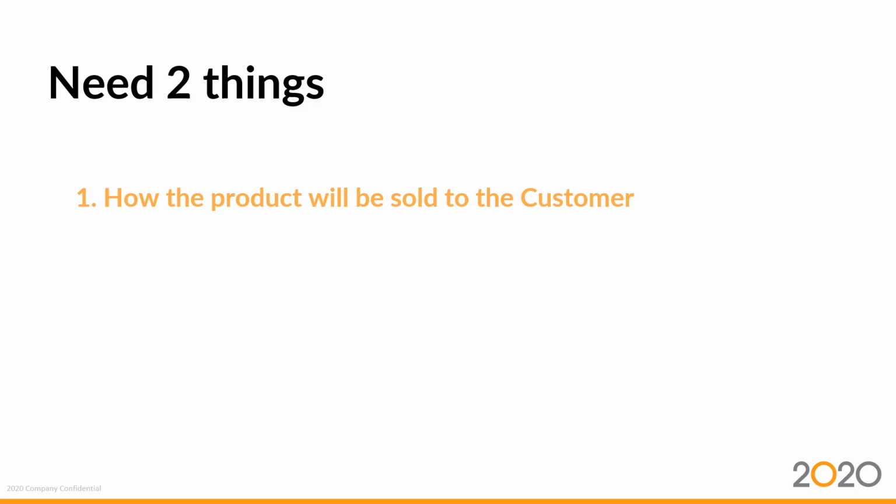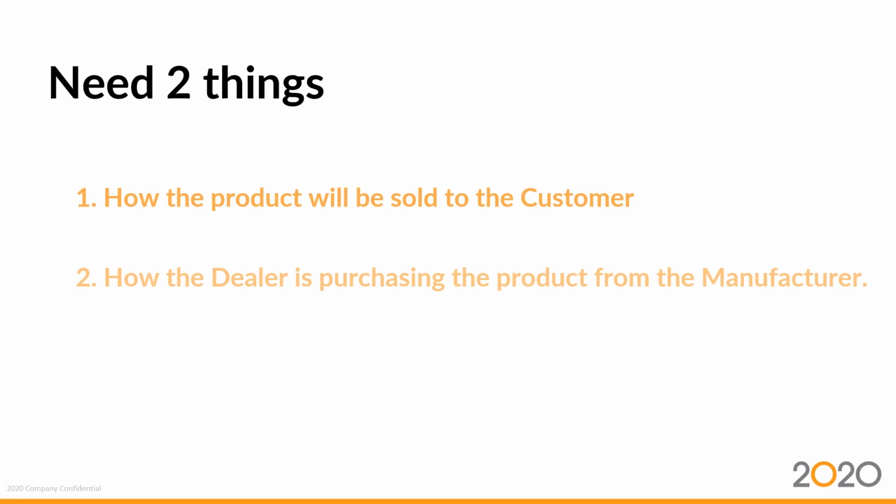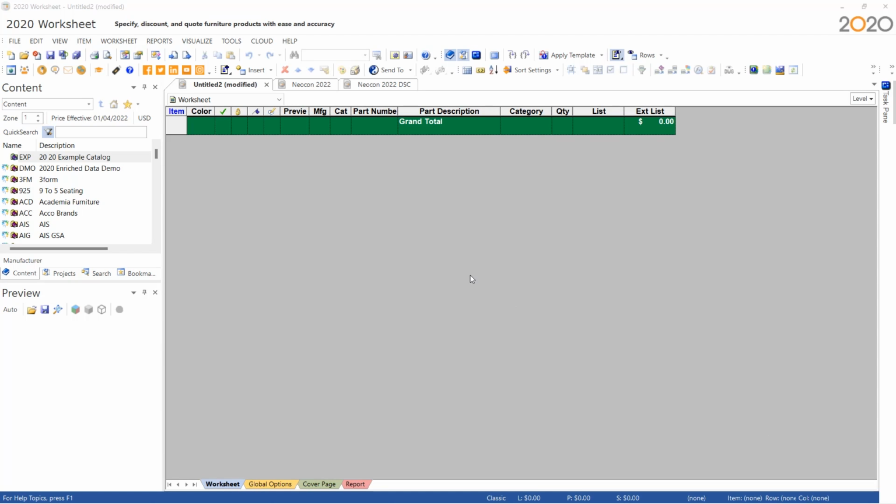We need to know, one, how the product will be sold to the customer, and two, how us, as the dealer, is going to purchase the product from the manufacturer. And once we know these two things, Worksheet does all the rest. So let's go ahead and go into a blank worksheet and let's look at the columns that we have available.